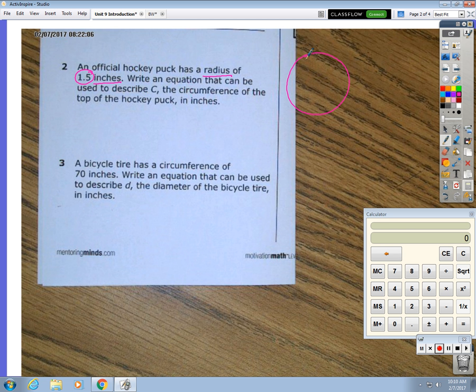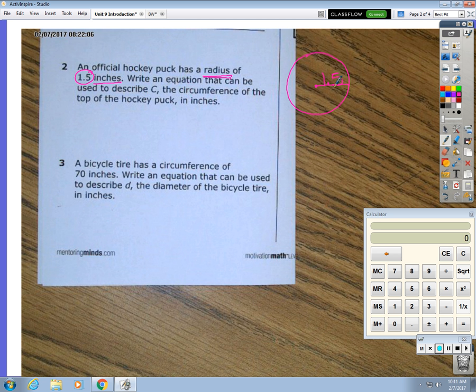Hold on. We have a hockey puck. What do we know about the hockey puck? It's a circle, it has a radius. The radius is 1.5 inches, and you've got to know your vocabulary. Does the radius go all the way through or halfway through? Halfway through the center. So the center of the circle out to one outer edge is your radius. And our radius is 1.5. And all this is asking is write an equation that can be used to describe C, the circumference.